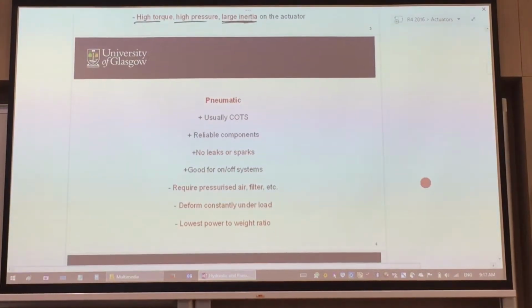Now let's compare that against the pneumatics. COTS stands for commercially off the shelf.